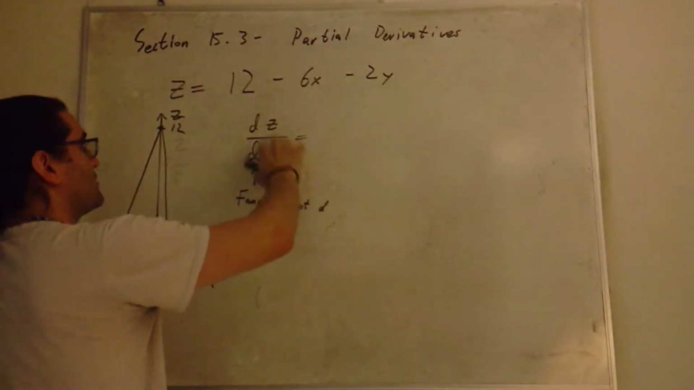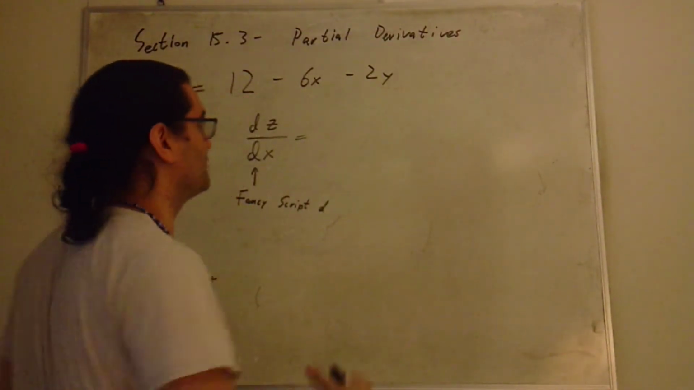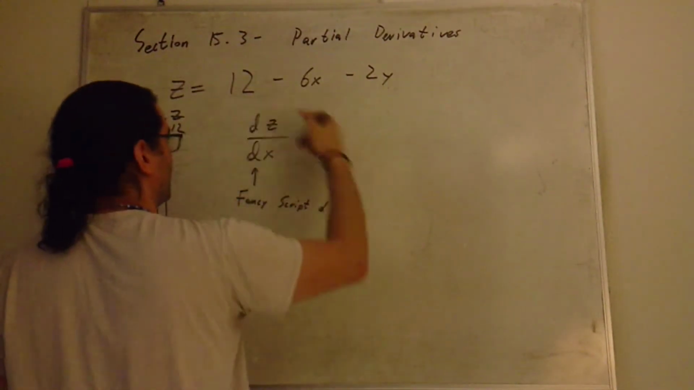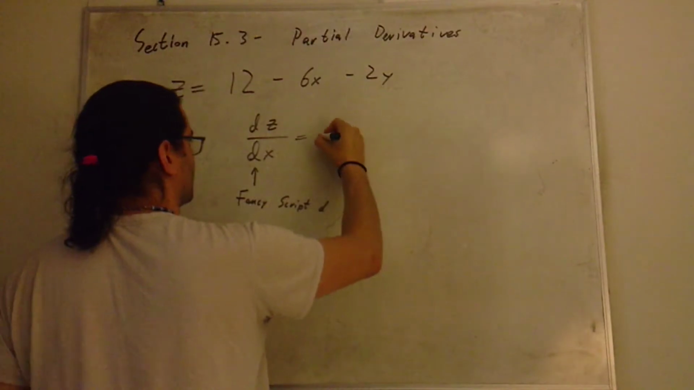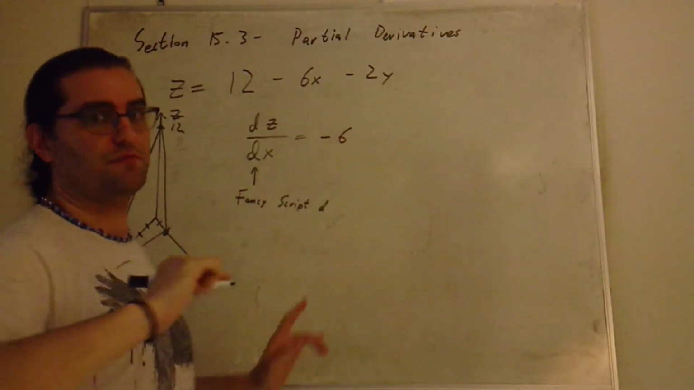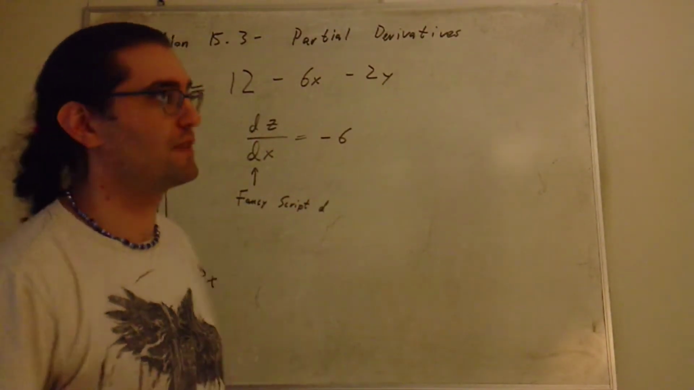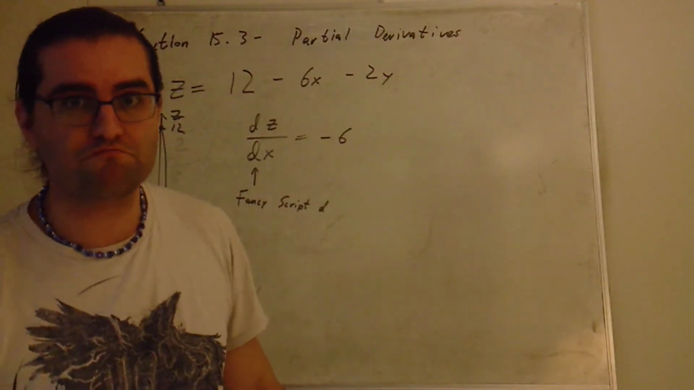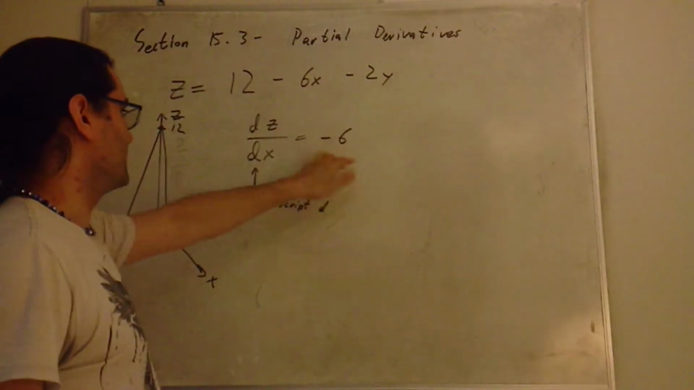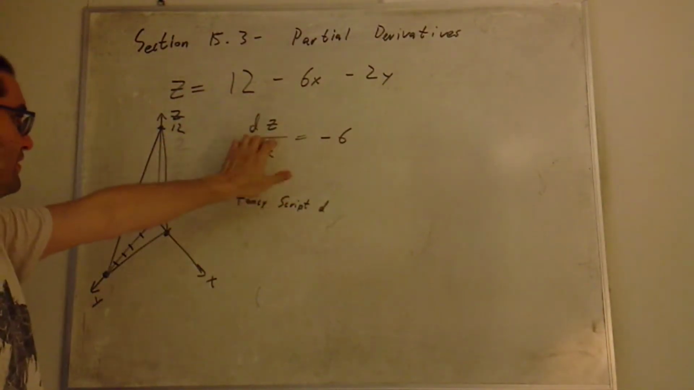When we take this derivative, all the derivative rules still apply. We just get to pretend like anything that's not an x is constant. So the 12, the derivative of that is 0. Derivative of negative 6x is negative 6. And the derivative of negative 2y is going to be 0, because we pretend like y is constant. It's not going to be negative 2. That'll come later. It's just negative 6. So it's a constant negative 6. That's the derivative of z with respect to x.